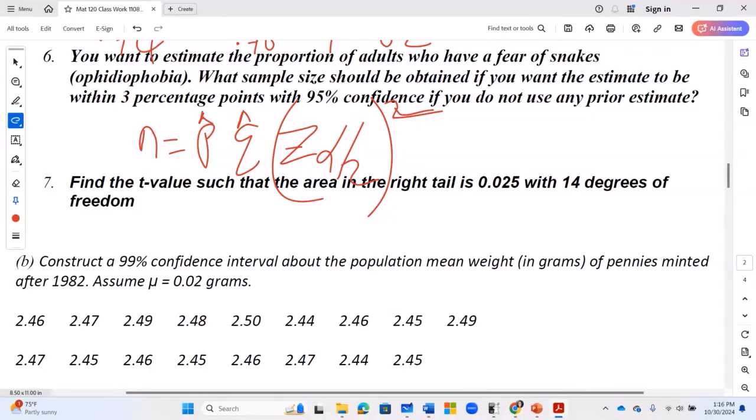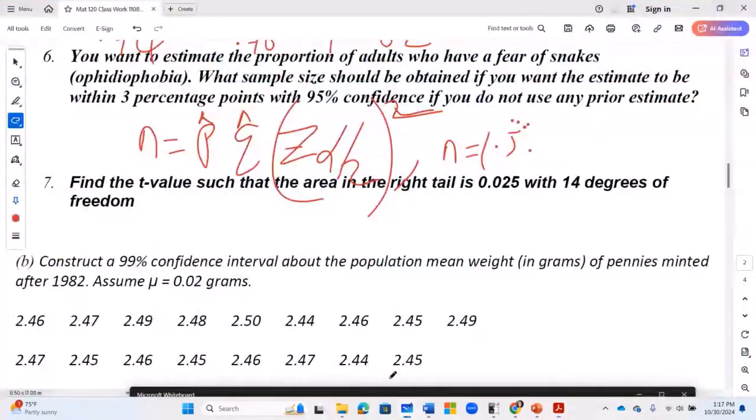So I'm going to put everything together. What sample size should be obtained if you want the estimate to be within that margin? They didn't give me the value of p, so I will assume that p is equal to q. So I will say the sample size is equal to 0.5 for p times 0.5 for q.